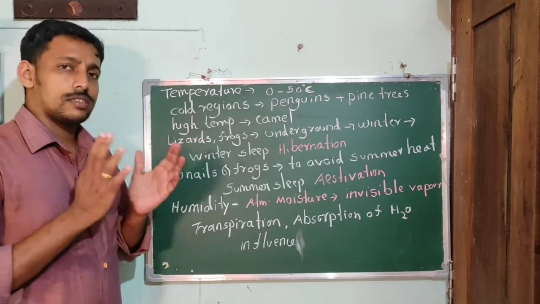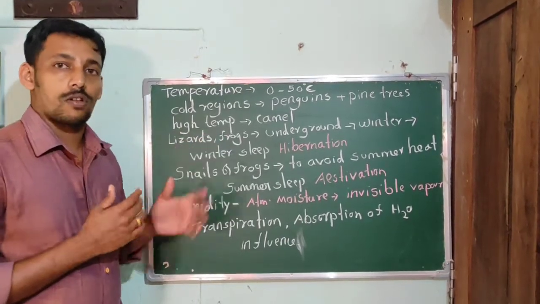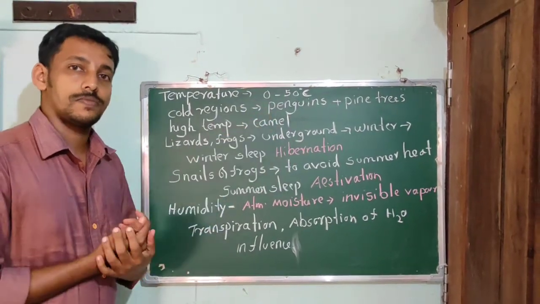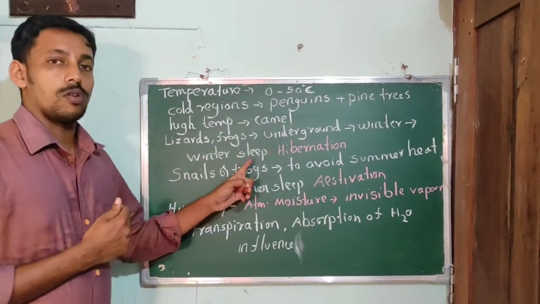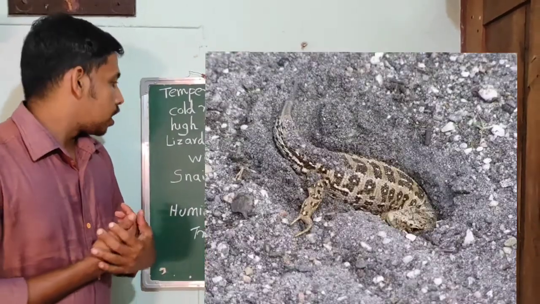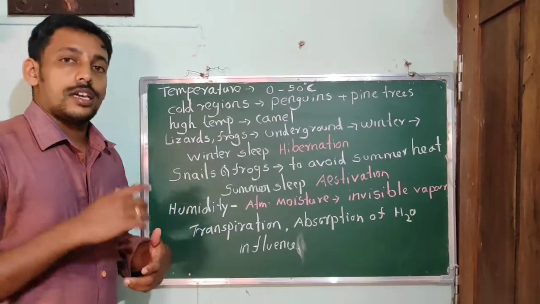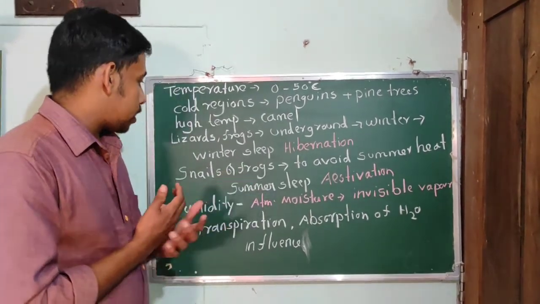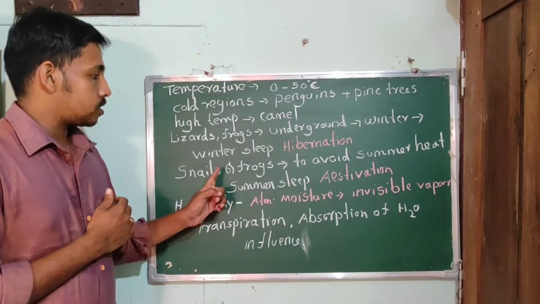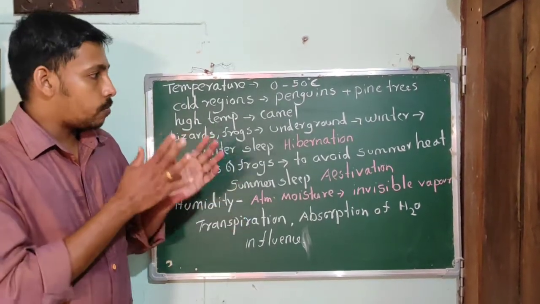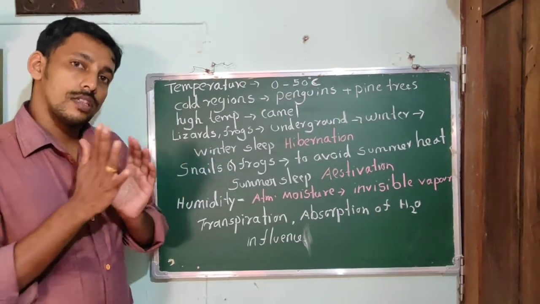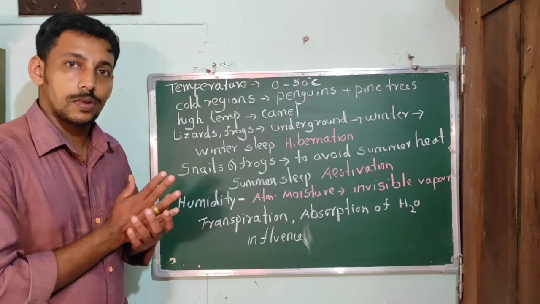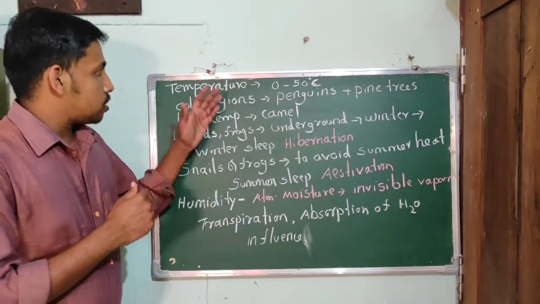Then animals such as lizards, snakes and frogs go underground during the winter season. That is known as winter sleep or hibernation, and by doing that they avoid the unfavorable conditions. Similarly, snails and frogs, to avoid summer heat, undergo what? The summer sleep. That is known as estivation. So that's all about the temperature.